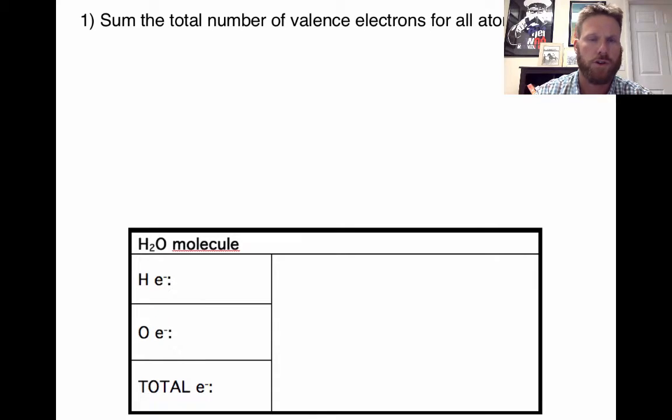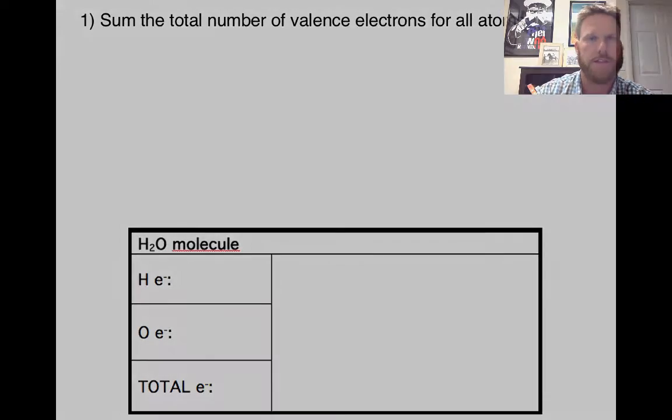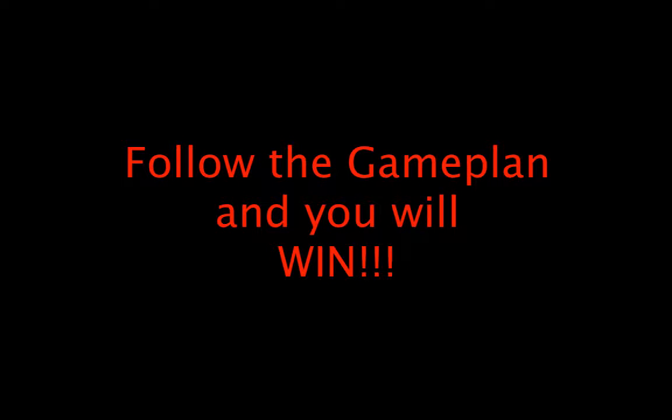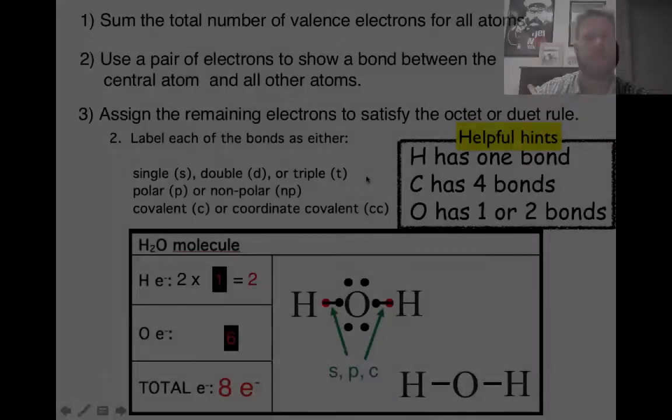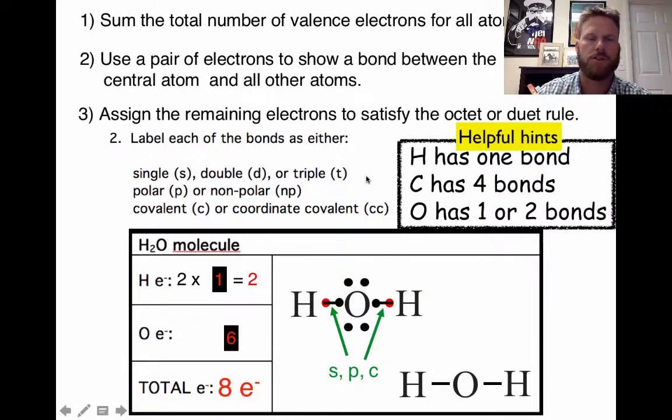Try to draw the Lewis structure for water. When you think you've gotten it, press play and see how you did. Once again, you should have had 8 valence electrons to assign. If you drew it correctly, it should look a little something like this. Both bonds are single, polar, covalent bonds.